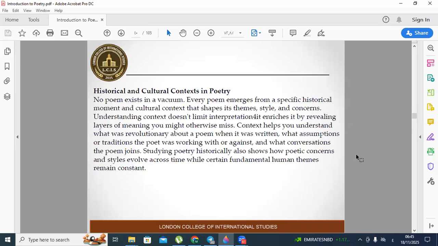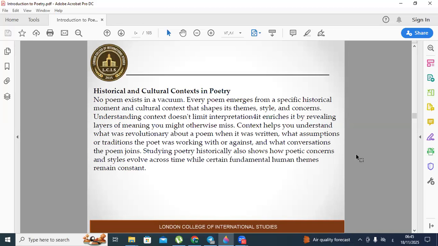Historical and cultural context introduction. No poem exists in a vacuum. Every poem emerges from a specific historical moment and the cultural context that shapes its themes, styles, and concerns. Understanding context doesn't limit interpretation, it enriches it by revealing layers of meaning you might otherwise miss.